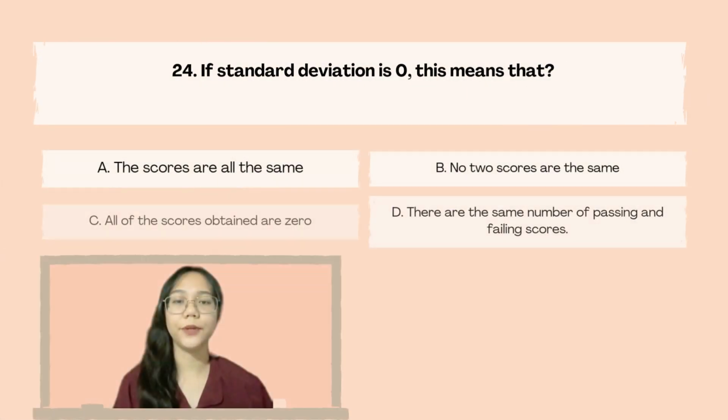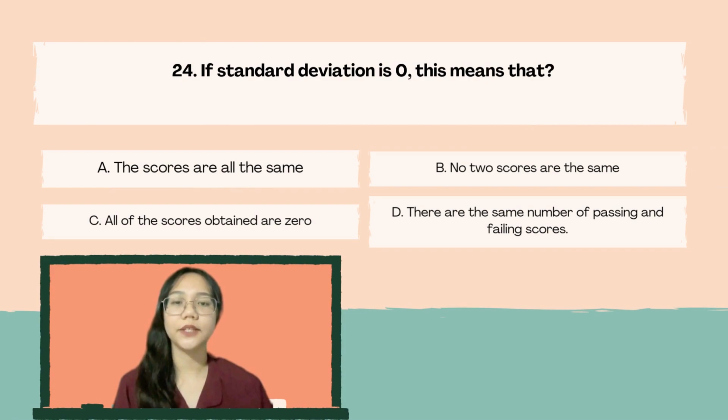Number 24. If standard deviation is 0, this means that A. The scores are all the same. B. No two scores are the same. C. All of the scores obtained are 0. Or D. There are the same number of passing and failing scores. You have 15 seconds to answer.